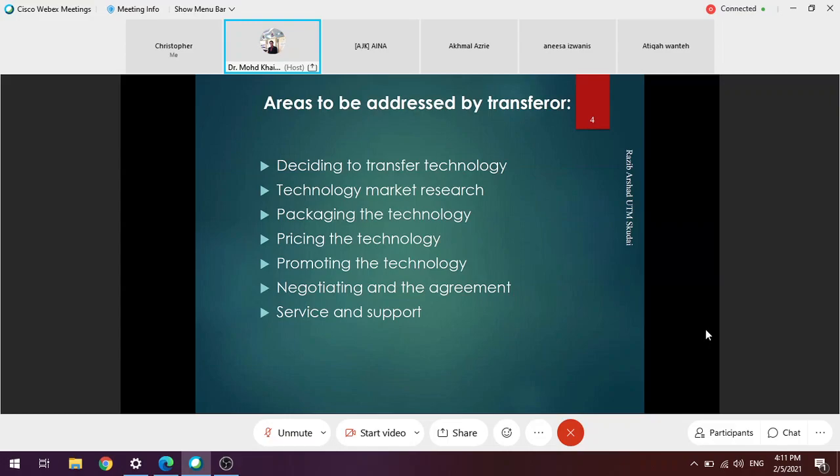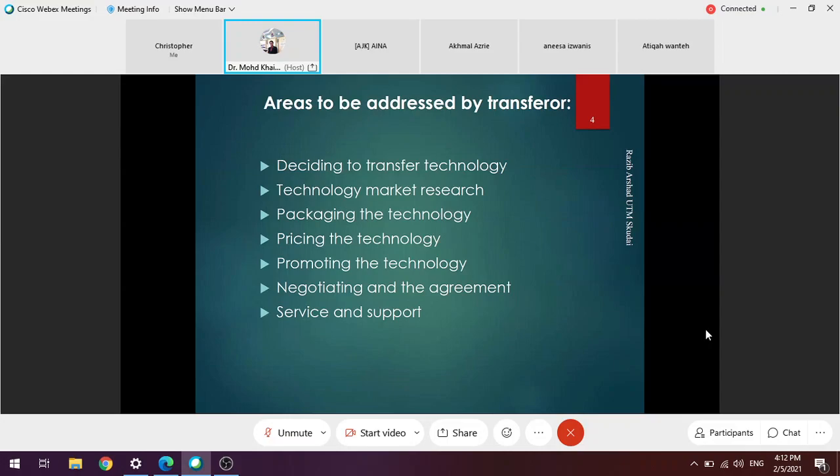We have to do the promotion of the technology. Also, we must have the skill to negotiate and to do the agreement. This is the most critical part of technology transfer and commercialization, in terms of doing the negotiation and the agreement, since our technology is perhaps very rare, so we don't have any references to refer to for the negotiation and the agreement and so on. And also after-sales service, by which we have to cover the services and support as well.